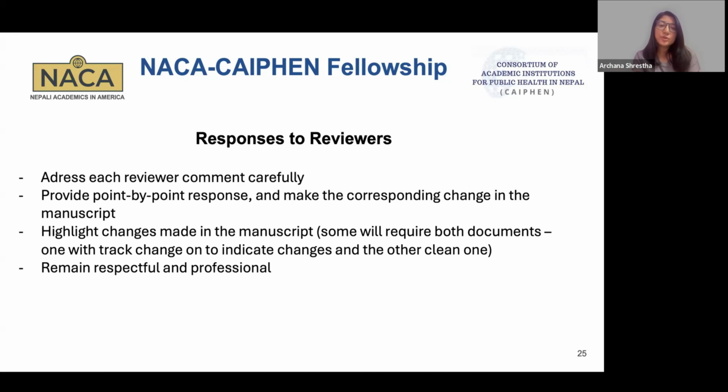So make sure that you respond to both the reviewer letter, in the letter, as well as in your manuscript, and highlight the changes made in the manuscript. Most of the journals will require you to submit two versions, both the track changed version and the final clean version. Some will require both documents. I think most journals are nowadays requiring that, and remain very respectful and professional. So even if you don't agree, sometimes people miss the point in your paper. Sometimes they make a silly comment, and you don't say this comment is silly. You would say okay, be very respectful about that.